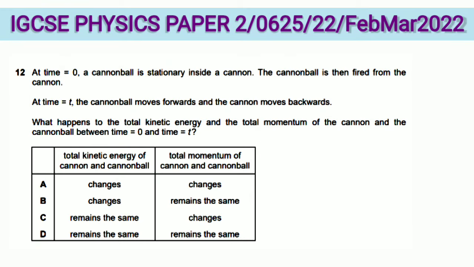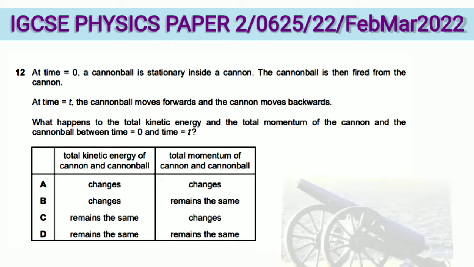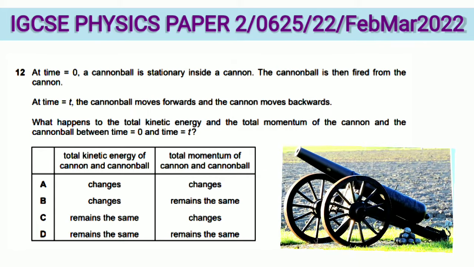Next question is question 12. At time t equals 0, a cannonball is stationary inside a cannon. The cannonball is then fired from the cannon. At time equals t, the cannonball moves forward and the cannon moves backwards. What happens to the total kinetic energy and total momentum of the cannon and the cannonball between time equals 0 and time equals t?